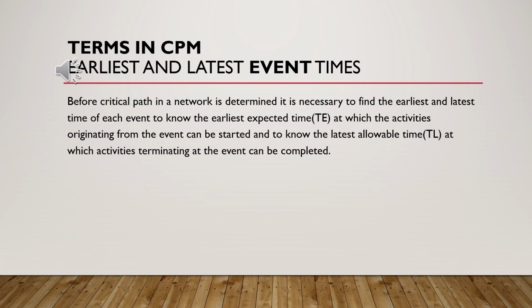Before the critical path in a network is determined, it is necessary to find the earliest and latest time of each event to know the earliest expected time, TE, at which the activities originating from the event can be started, and to know the latest allowable time, TL, at which activities terminating at the event can be completed.